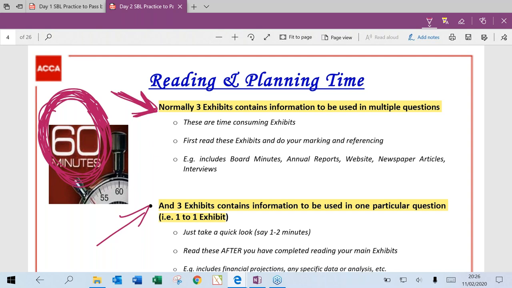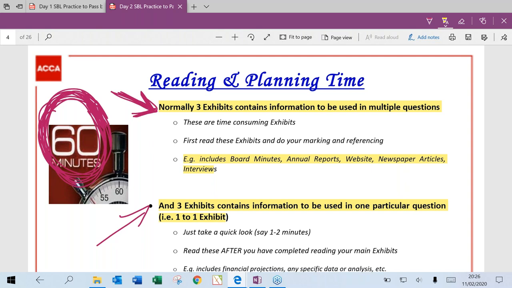So the important question is, how do we know which exhibits are 1-to-1 and which exhibits are multiple? Right, Furkan, this is what you're asking. Exactly. When we do a lot of questions, you would automatically come to know, but generally these are multiple exhibits: board minutes, annual reports, website information, newspaper articles, interview notes. All these generally contain a variety of information which is expected to be used in multiple questions.